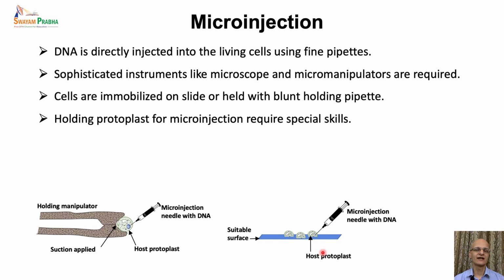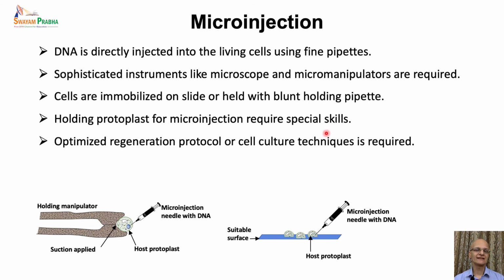However, in case of plant transformation, usually protoplast transformation is more successful through the microinjection. Protoplasts are naive to the environment in the absence of the cell wall, as they easily burst open. Therefore, special skills are required to hold and manipulate them. As this is performed in the single cells or the protoplasts, an optimized regeneration protocol as well as cell culture techniques should be available. If the regeneration protocol would not be available, we would not be able to regenerate the transformed plants even if we successfully transform the plant cells.